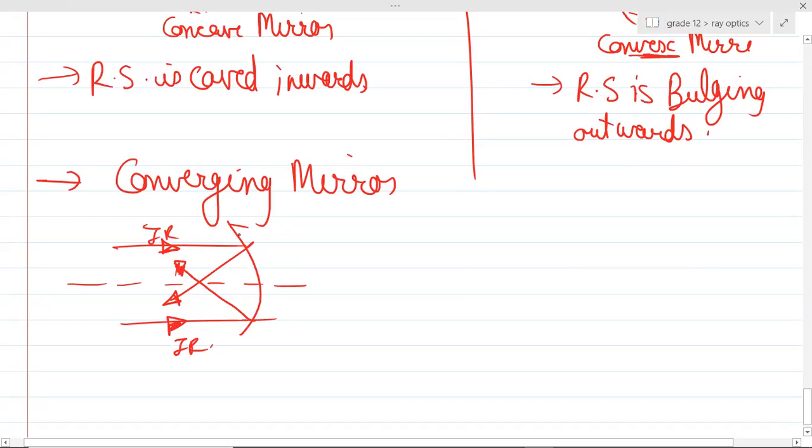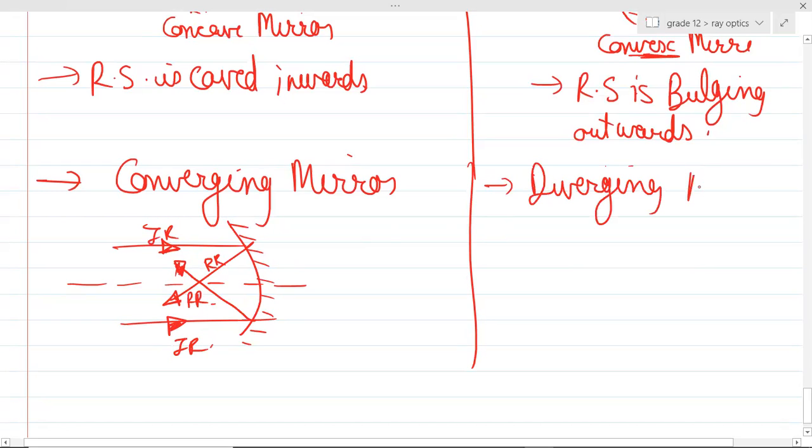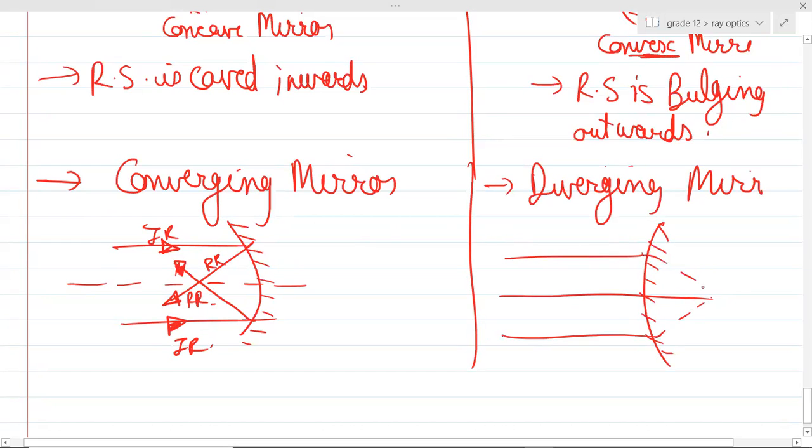Incident rays, reflected rays. Clear? And this is a diverging mirror. Why do we call it a diverging mirror? Because it will send parallel rays away from each other, right? After reflection, the rays parallel to the axis will move away from a particular point.